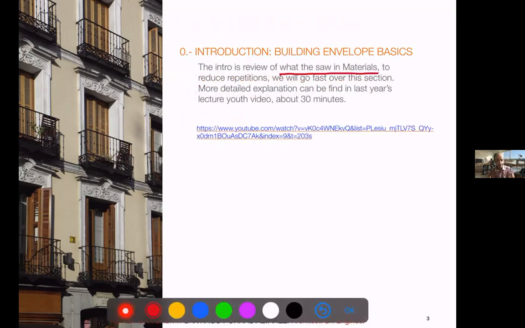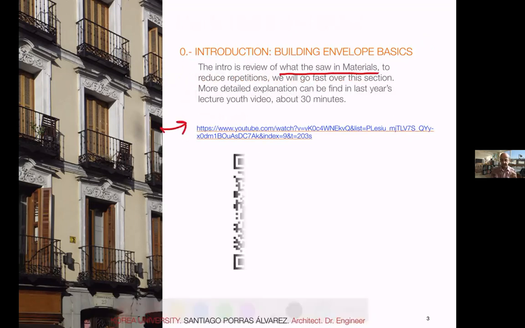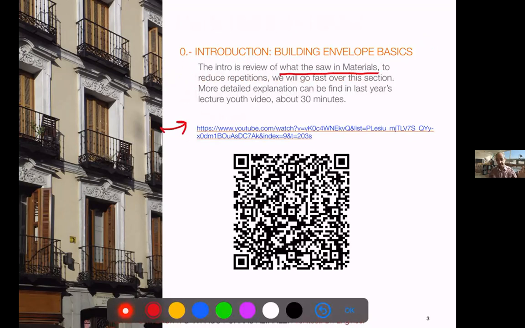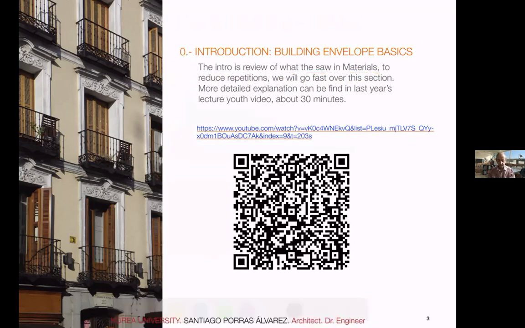In order not to repeat too much, since this is mostly what we saw already, and it's not worth repeating with detail, I just give you the link to the lecture of last year. It's about 30 minutes, in which you can go back and see all the detail of what we'll see here very fast. So we can just go fast into the details, right? Which is, I think, more interesting now.